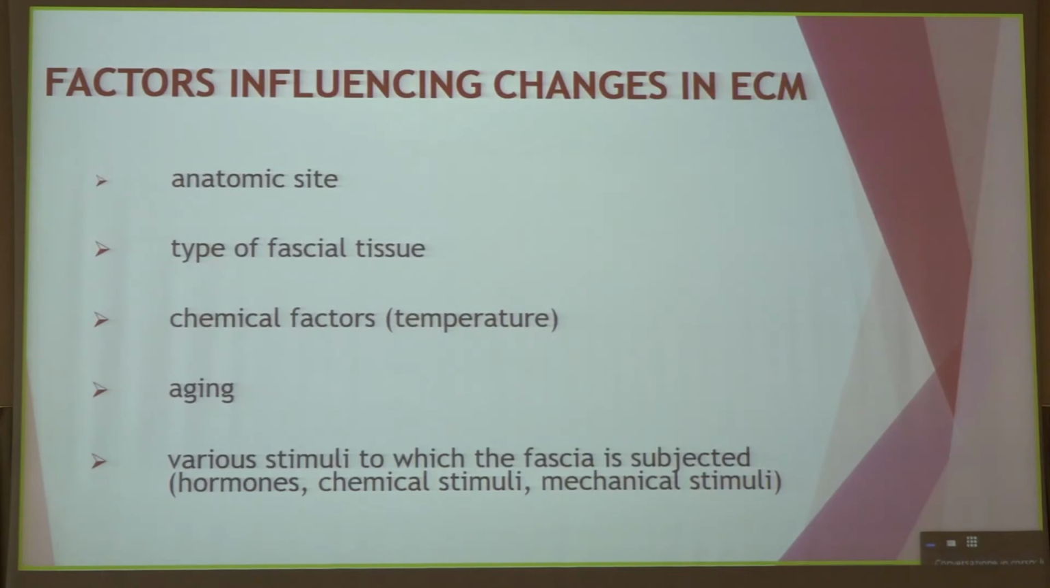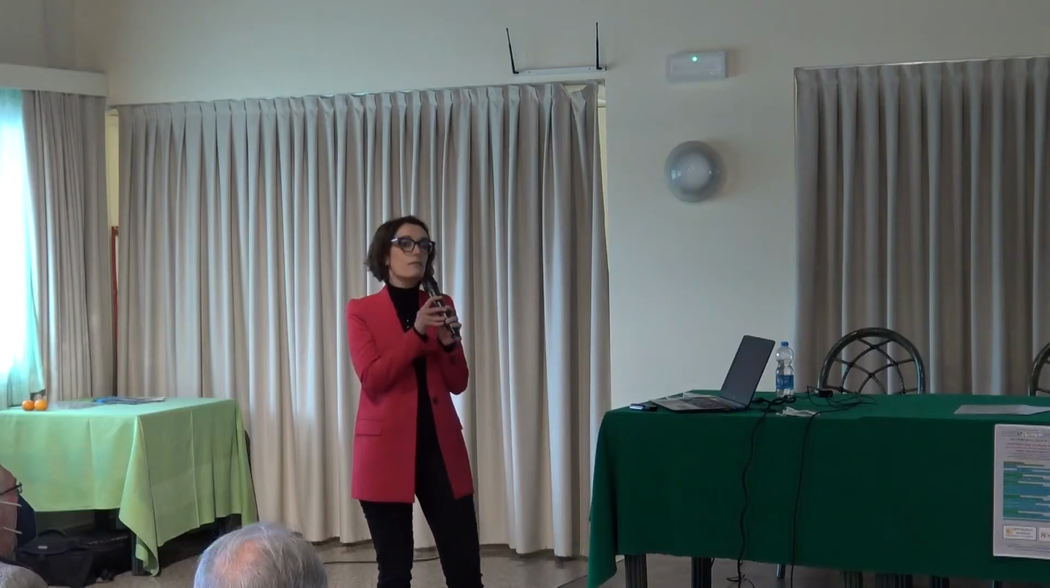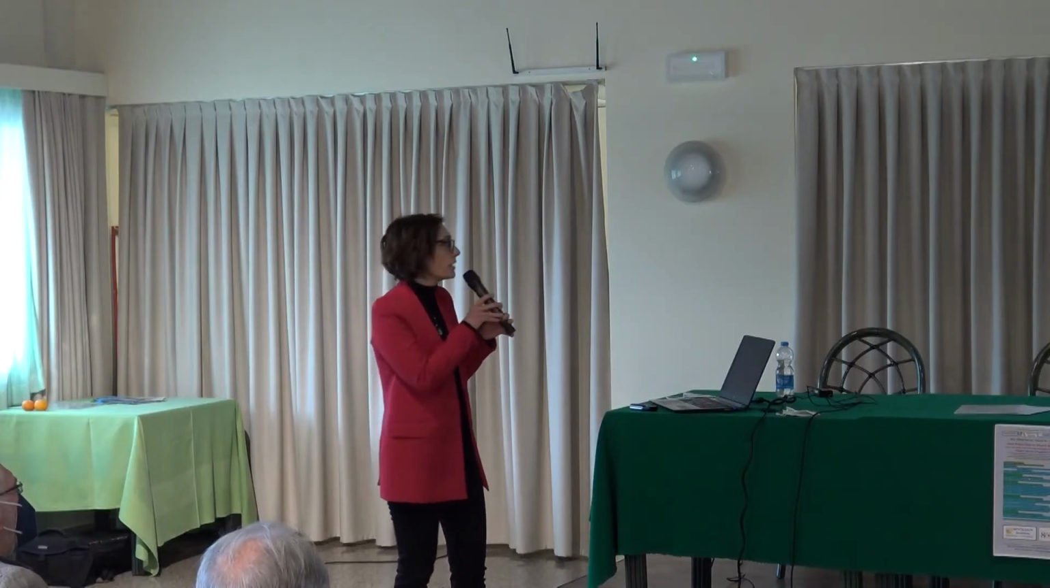But which are the factors that can influence changes in the extracellular matrix? Now we are talking only about the changes in the loose connective tissue, but obviously also the collagen fibers can change. But first of all, as we have just seen, the anatomic sites and the type of fascial tissue can influence the amount of the hyaluronan.